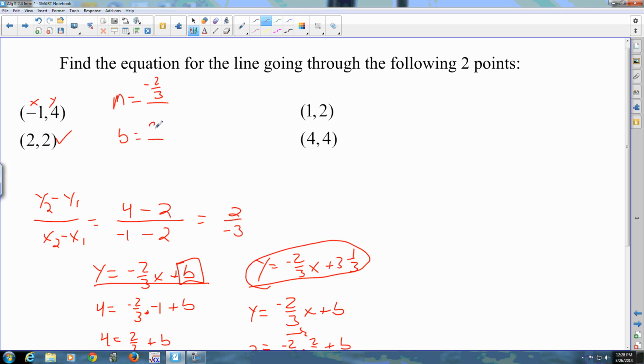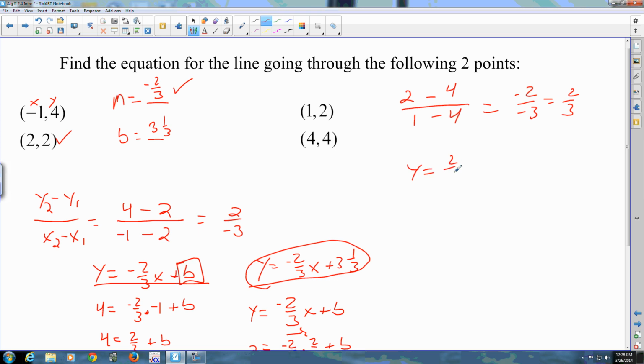First thing I did was I found the slope. Then I found the y-intercept by filling in either of those 2 points. So again, find the slope. So 2, 4, 1, 4. So you get -2 over -3, which is 2/3.